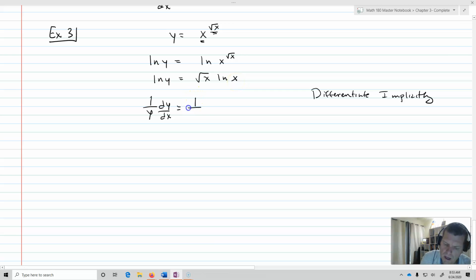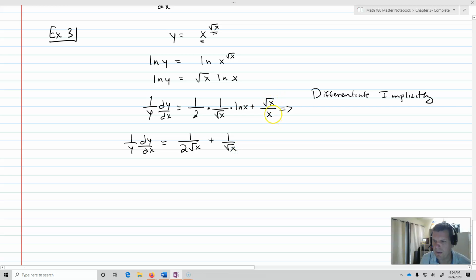So this is going to be 1/2 times x to the negative 1/2, which I'm going to rewrite as 1 over the square root of x, times ln of x, plus the square root of x over x. Now I'm going to do a little bit of simplification here. So 1 over y dy dx is going to equal 1 over 2 root x times ln of x plus 1 over the square root of x.